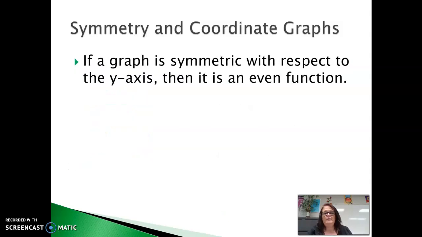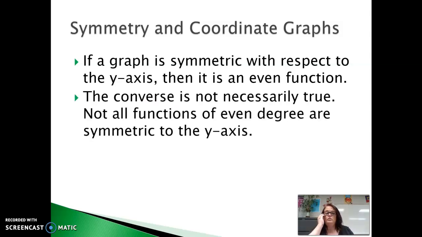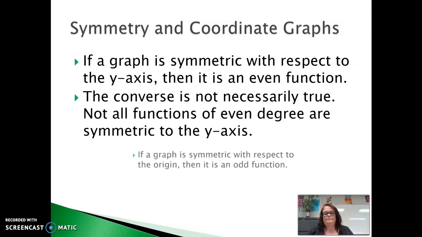If a graph is symmetric with respect to the y-axis, then it is an even function. Notice if the parabola comes off of the vertex at x equals 0, then it's no longer symmetric with respect to the y-axis. So even though the exponent is even, it's not an even function. Like I said, the converse is not necessarily true. Not all functions of even degree are symmetric to the y-axis.